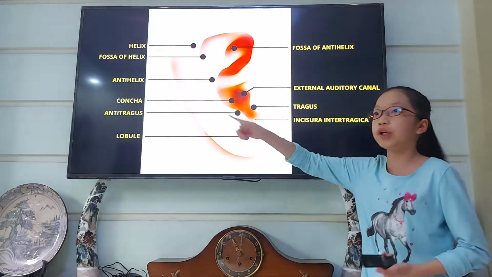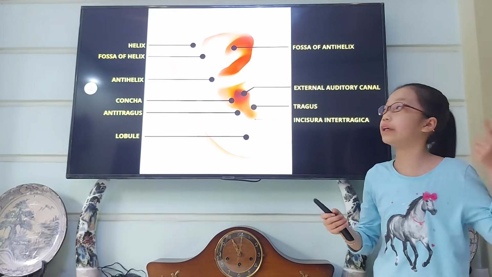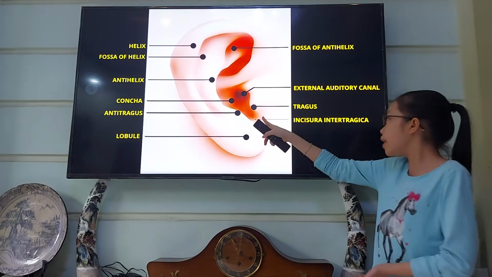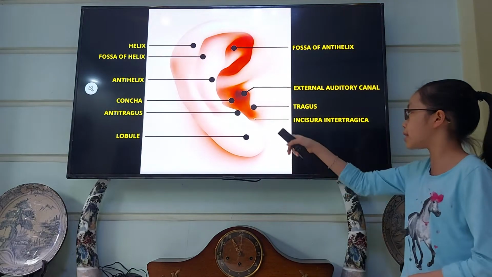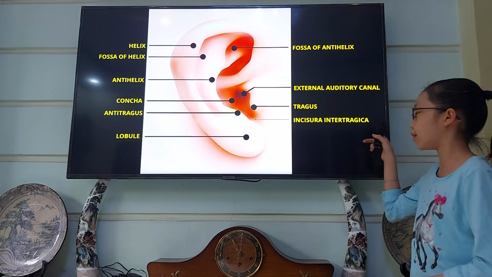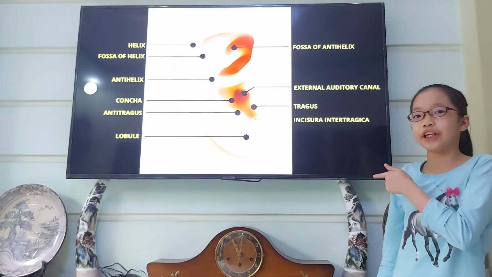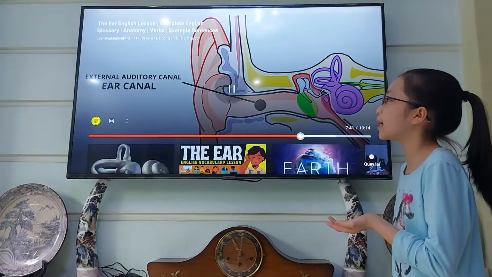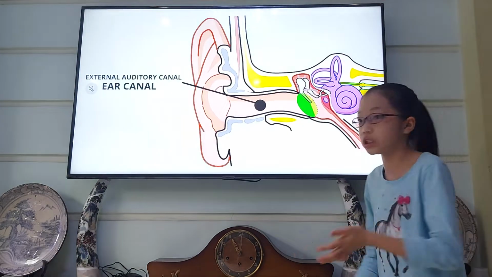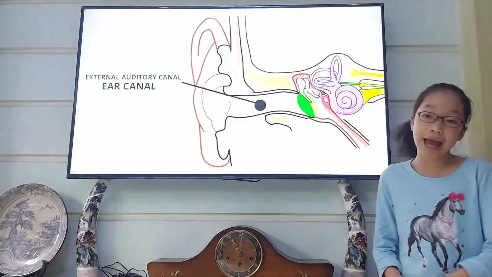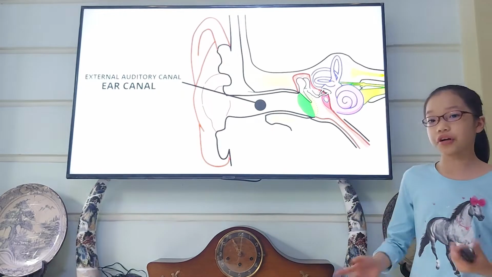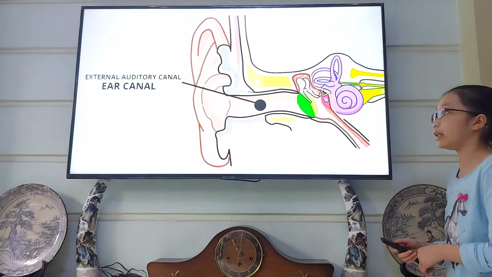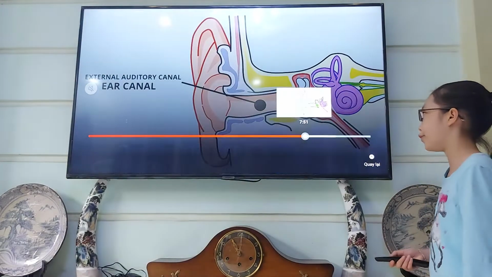This part right here, you always use something to wipe your ear. It is called the external auditory canal. This one right here is the tragus, and the intertragic notch is the incisura intertragica. These words are quite medical. Instead of saying external auditory canal, which is pretty long, you can say ear canal. Yeah, you can make it shorter. This word is just used in the hospital. And if you're learning normal English, you could use ear canal.